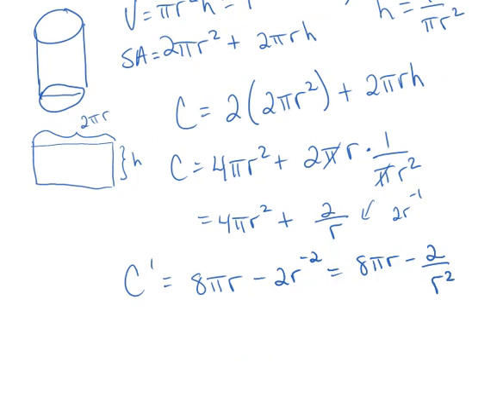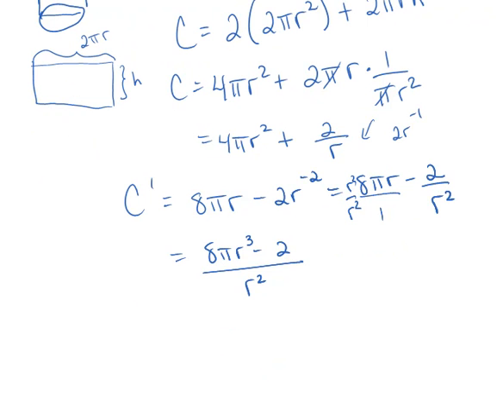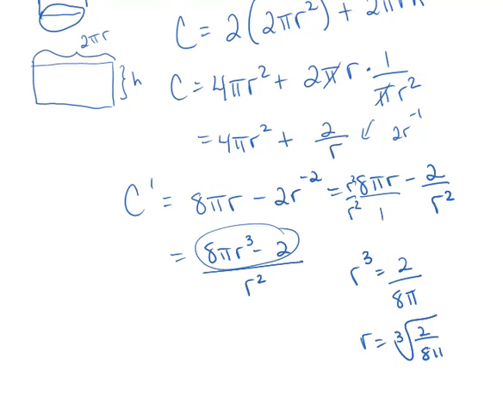So you're going to get a common denominator there, multiply this one by r squared over r squared, so you get 8 pi r cubed minus 2 over r squared. Now, a fraction equals 0 when the numerator equals 0. You set this equal to 0 to find the critical number. It's also where it's undefined, but that doesn't matter here because that's where the denominator equals 0, which doesn't make sense. So you're going to get r cubed is equal to 2 over 8 pi because I set that equal to 0 and solve it. So you move the 2 over, divide by 8 pi. And so then r is going to be the cube root of 2 over 8 pi.